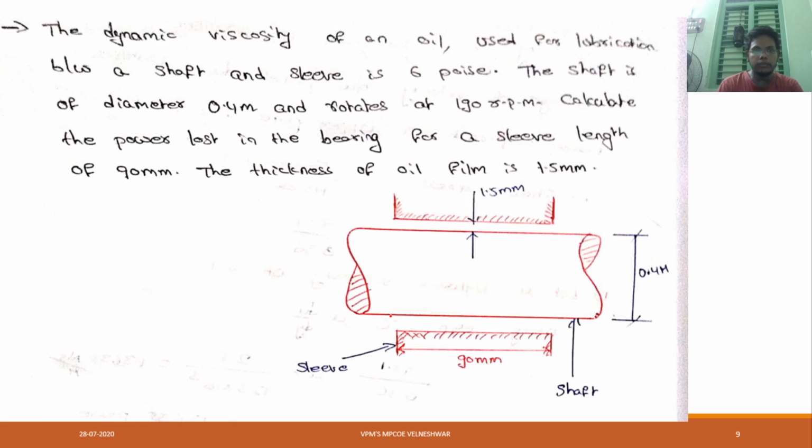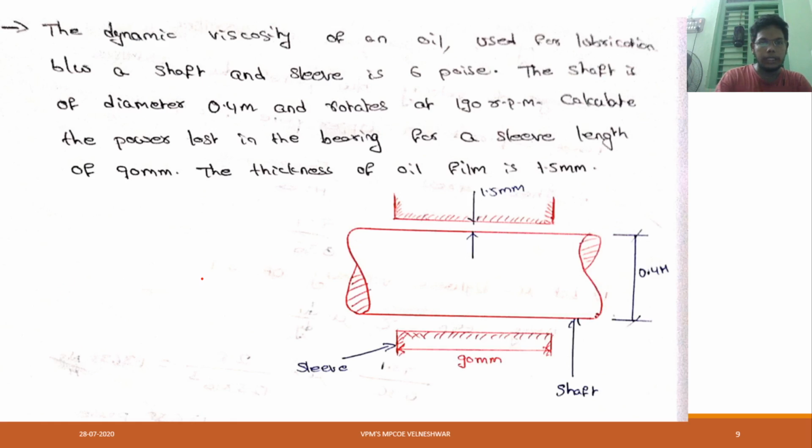Now, next sum. The dynamic viscosity of an oil used for lubrication between a shaft and sleeve is 6 poise. Okay. Now here dynamic viscosity is given as 6 poise, and sleeve means something like a small thin plate. The shaft diameter is 0.4 meter, and it rotates at 190 rpm, that is, a speed of 190 rotations per minute. Calculate the power lost in the bearing for a sleeve length of 90 mm.